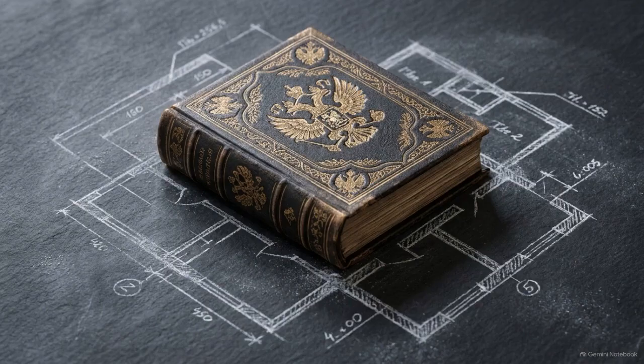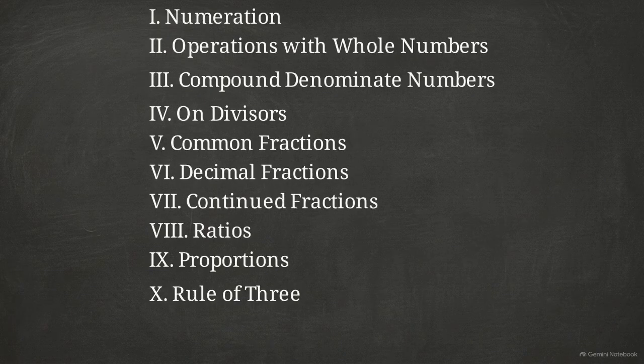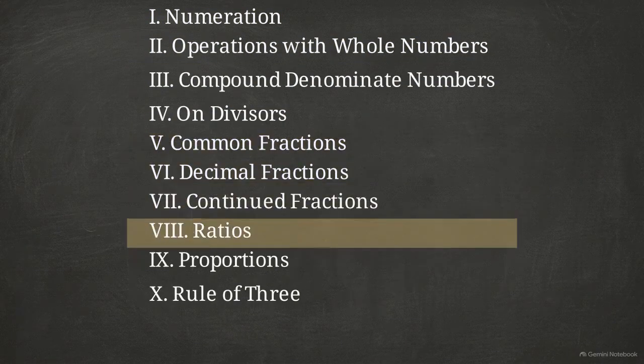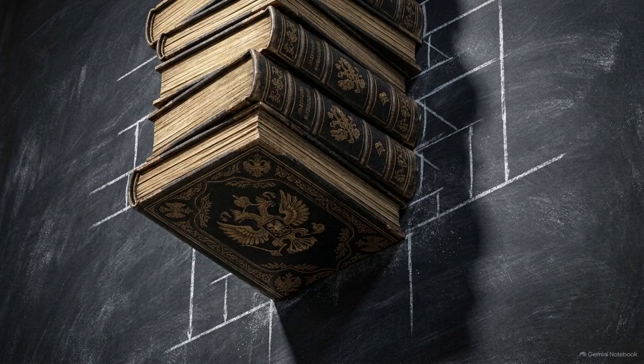It comes from a textbook by A.F. Malinin and K.P. Baranin. Their collection of arithmetic problems was standard issue for secondary schools in Imperial Russia. The table of contents moves from numeration through whole numbers, fractions, ratios, and the rule of three. Formal algebra is entirely absent from the curriculum. Dropping this massive cognitive load into an arithmetic class was a deliberate pedagogical strategy designed to engineer mathematical minds.